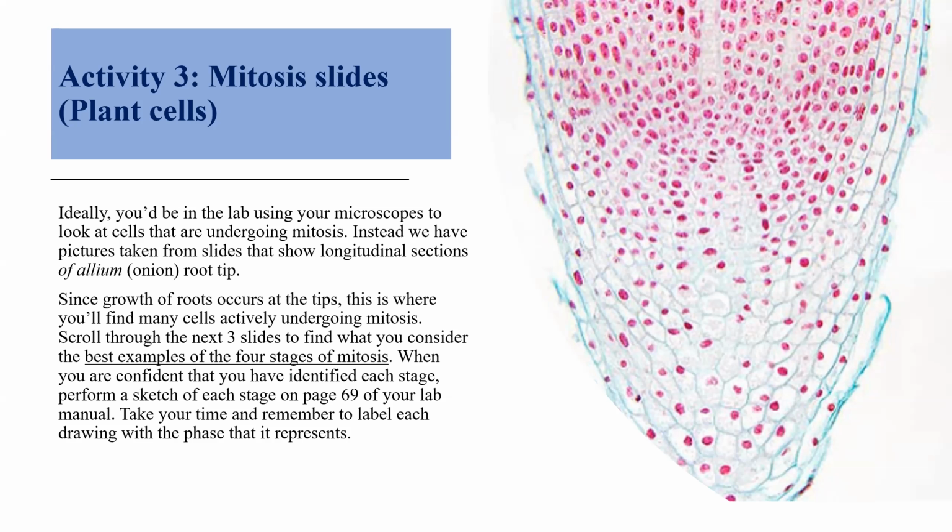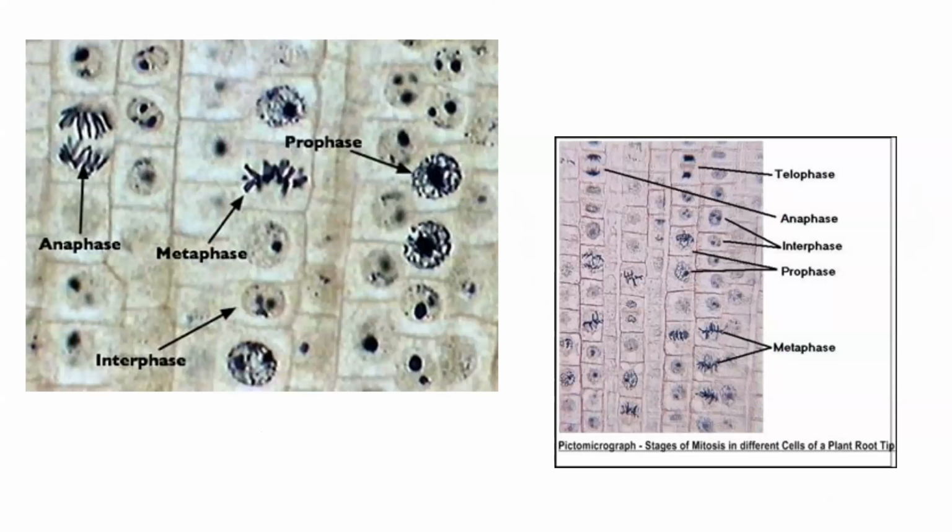And essentially what you want to do here is look at these images and try to identify all the stages of mitosis. Actually, the cell cycle. You want to identify the prophase, the metaphase, the anaphase, the telophase, but you also want to identify the interphase, or which image best represents those phases.